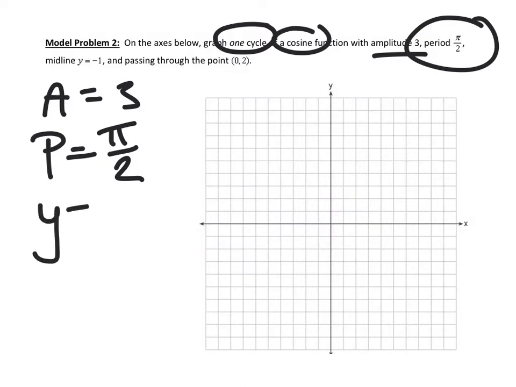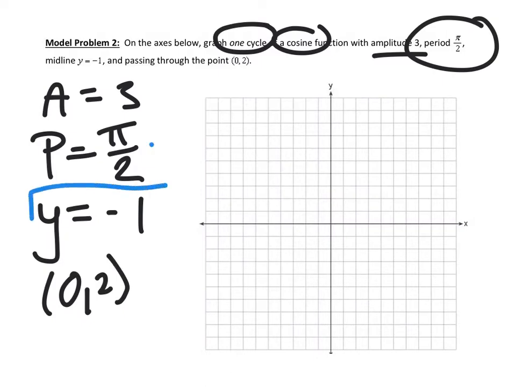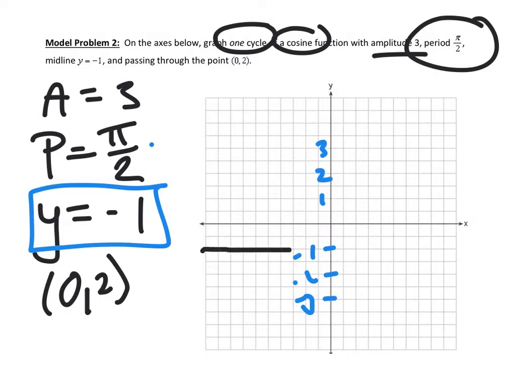My midline is y equals -1 and passes through the point 0, 2. So they already gave me the period, so I'm going to go straight to my midline. I have to start at y equals -1, so let me get this grid. 1, 2, 3, -1, -2, -3. All right, so y equals -1. Let's get that drawn in first. This is where my midline should be.